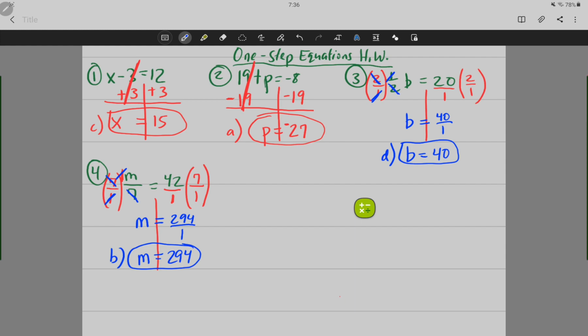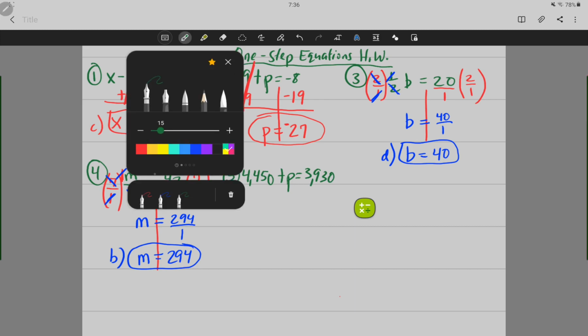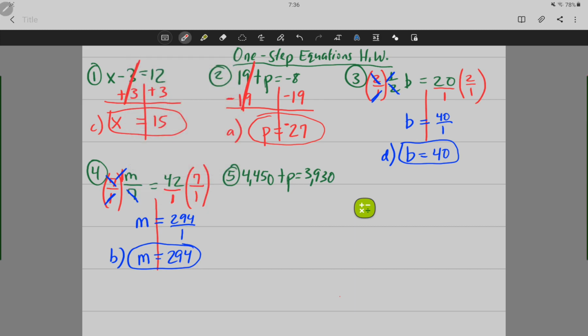All right, so 4 down. I have 3 more to go. These are word problems. I'm not going to read the whole word problem. So I'm just going to write the equation part of it. It says 4,450 plus p equals 3,930. This is all just to figure out the change in the Central City's population for last year. So just because it's a word problem, don't get scared. We do the same exact steps.